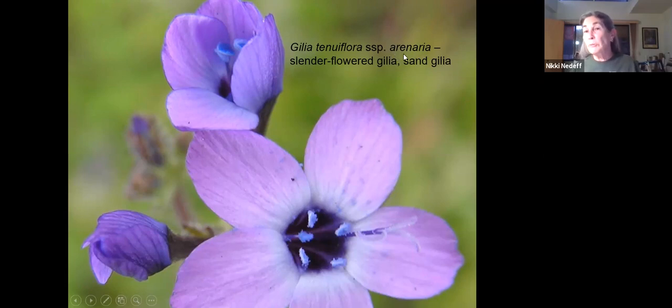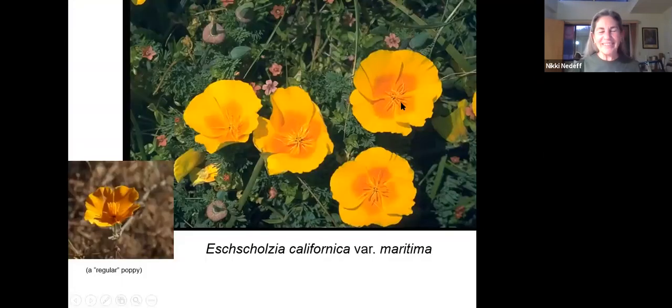In this specific and subspecific name, arenaria, it's the sand gilia. I just love that. There's so much information in these names. Likewise, how do you know what kind of poppy you're looking at? If you're in the dunes, you're looking at variety maritima.